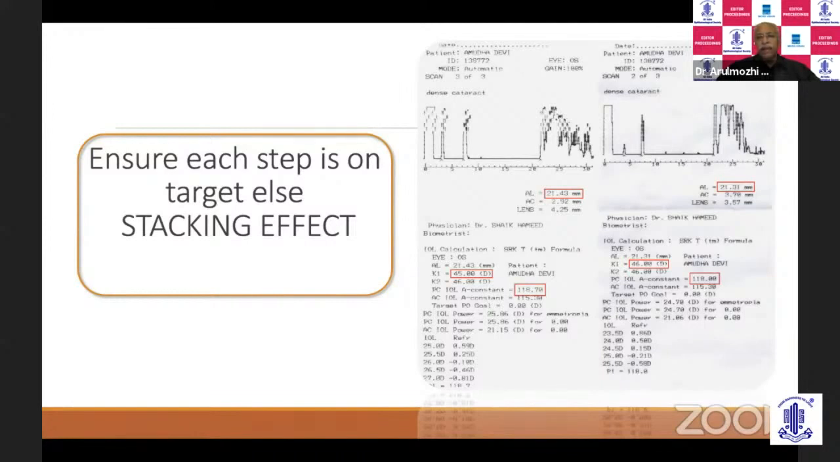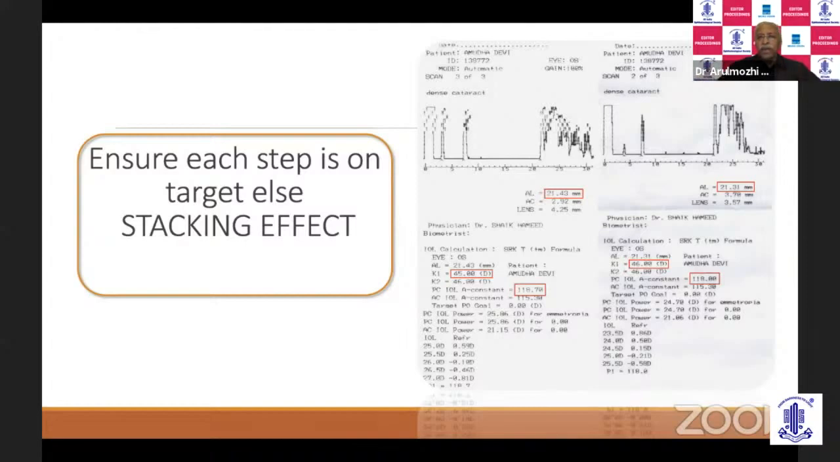So remember that. Look at all of these readings, including the K readings, before you do your final calculation. Because a slight error in the K reading, another error with the axial length, another error with the A constant could have a stacking effect and can give you really bad results in the end.